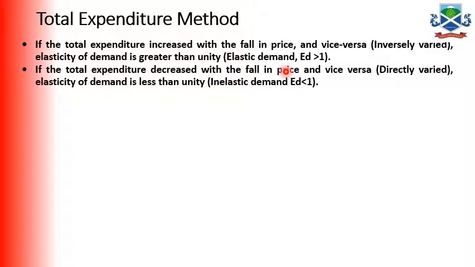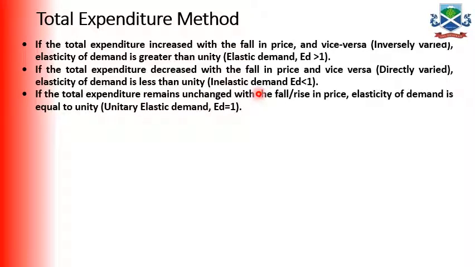Now the second condition is that if the total expenditure decreases with a fall in price and vice versa, meaning direct variation, then the elasticity of demand is less than 1. That is inelastic demand. If total expenditure remains unchanged with a fall or rise in price, the elasticity of demand is equal to 1, or unity.